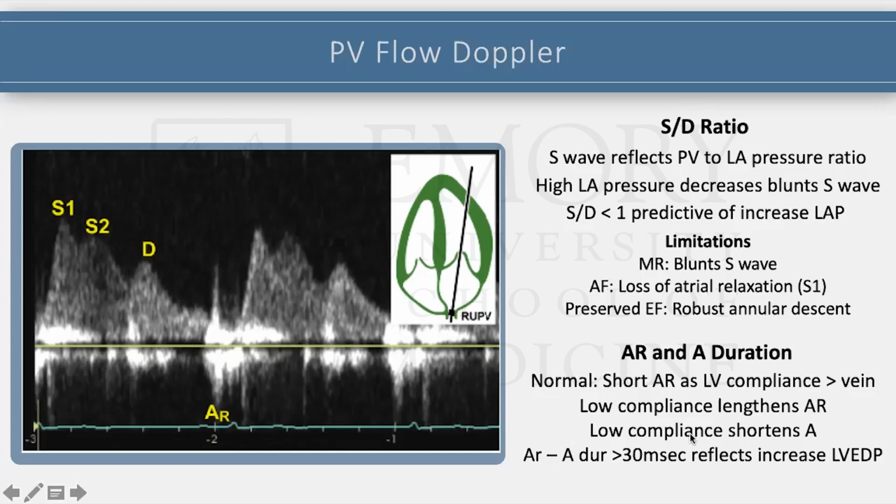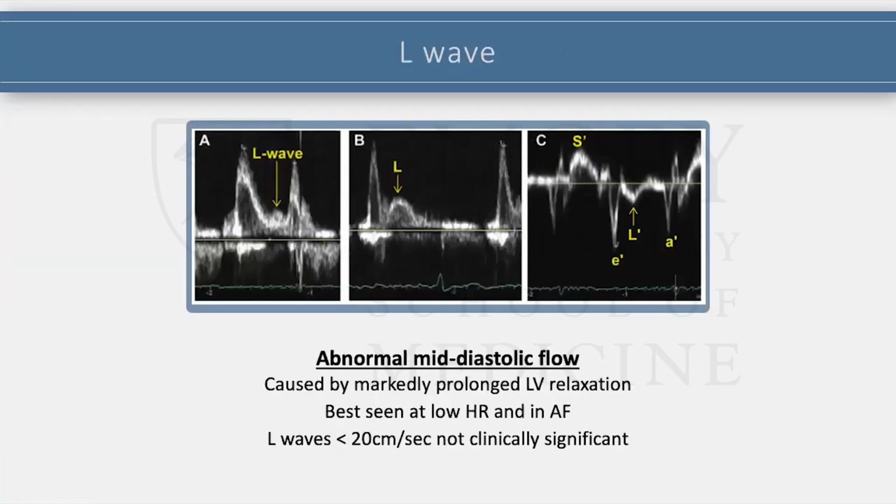And then going back to some of those first slides that I showed you, your A wave is also going to get shorter as the LV becomes less compliant and has higher pressures. And so collectively, this is going to increase this measure, which is the AR duration minus the A duration, and greater than 30 milliseconds is reflective of increased LVEDP.